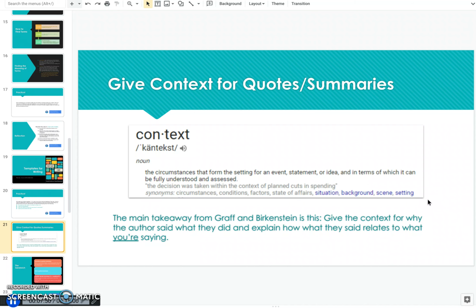What this They Say, I Say book is trying to tell you is that you can't just plop down an idea from a source in your paper and expect that the reader is going to fully understand that idea. You always have to explain and give some background of what the author was saying before they gave that quote, why they were saying it, and what it means for what you are saying in your paper. So if I ever say give background information, give context, I'm saying explain to your reader why you are putting this quote in and what this author was saying before you copied and pasted this quote into your paper, okay?